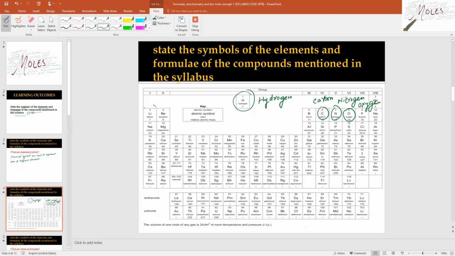For instance, Li. This is a symbol for lithium, a metal. Al for aluminium. Cl for chlorine.